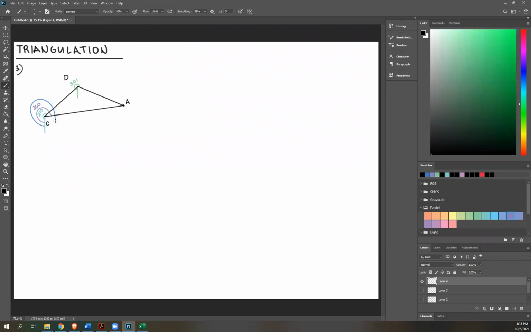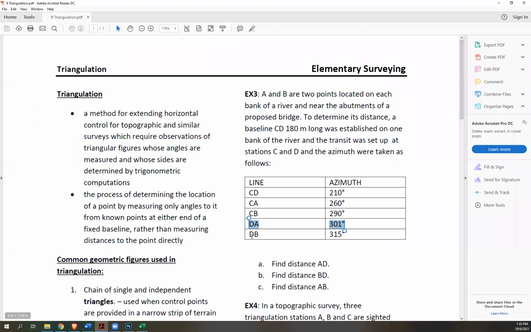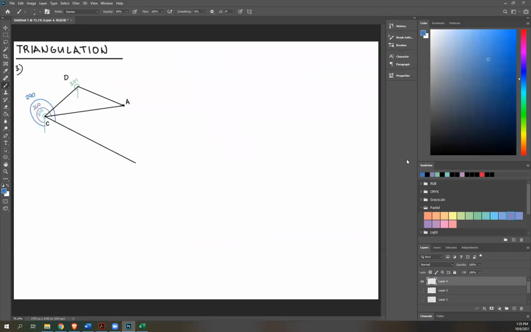And that is where that line is. Again, that's 290. Again, I won't write out the point yet because I have another azimuth, DB, 315. Let's do that. So D to B, 315, like that. And this is your D, this is B. Okay, and then let's close this up.